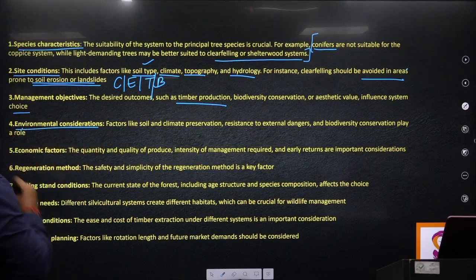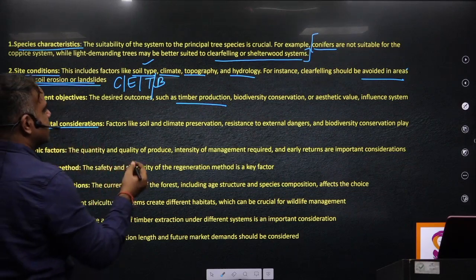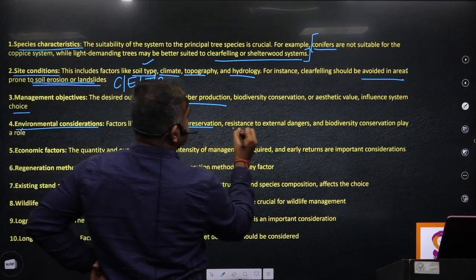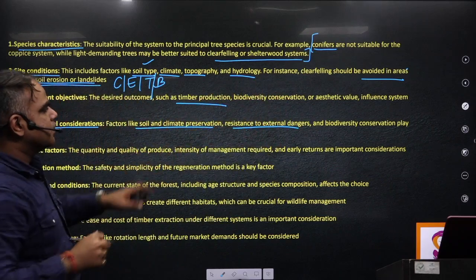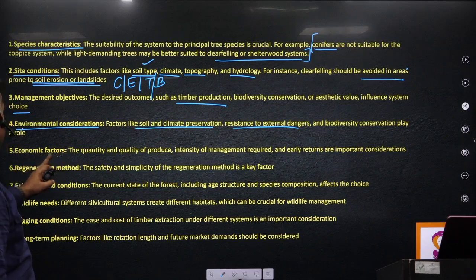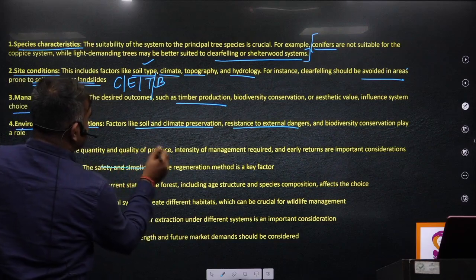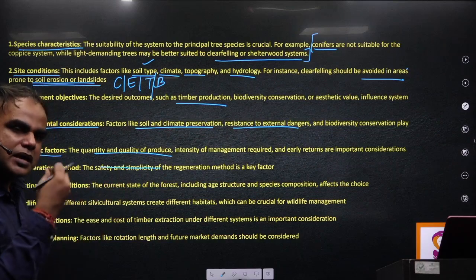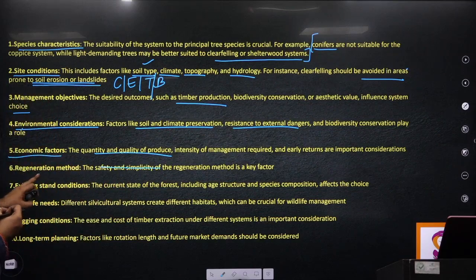Environmental conditions. Okay, which means soil or climate, do we want to preserve only that? Resistance to external dangers. Okay, biodiversity conservation, this can also be a factor. Okay, economic factors can also be one. Okay, so again, the quantity or quality of the produce, right? Returns, what is the price in the market, the fluctuations, that can be there.